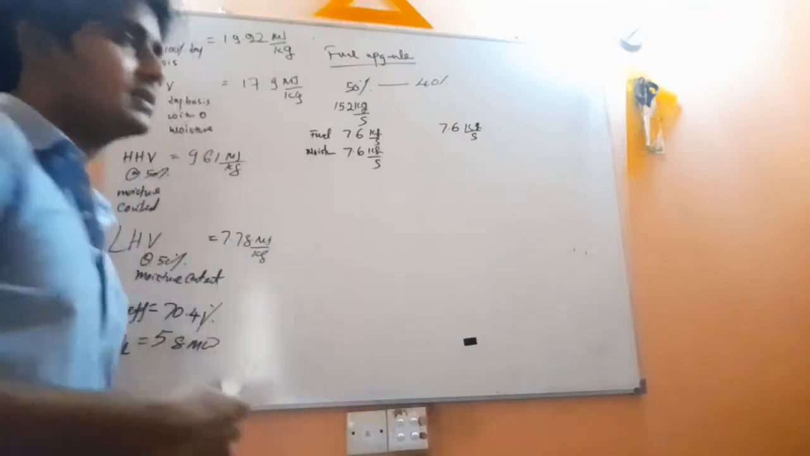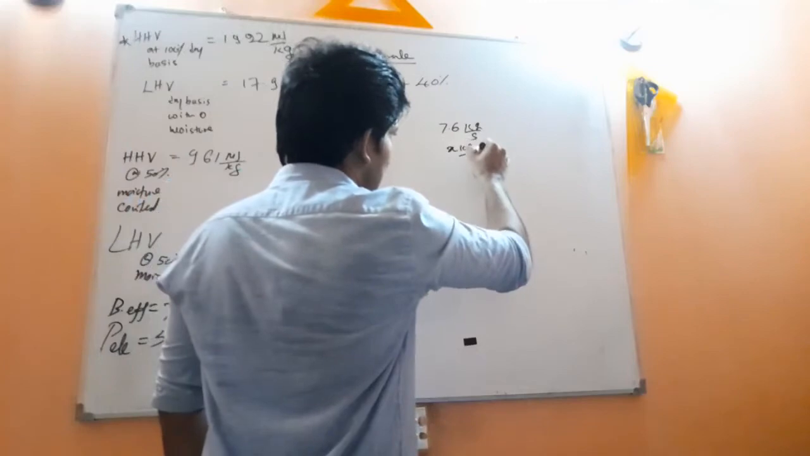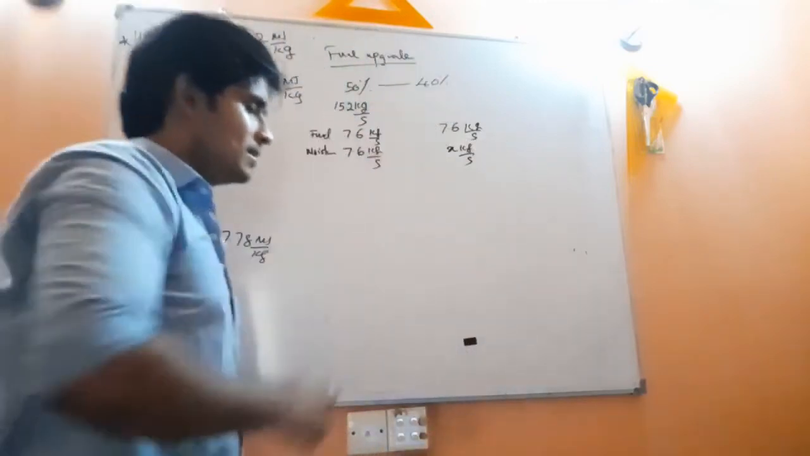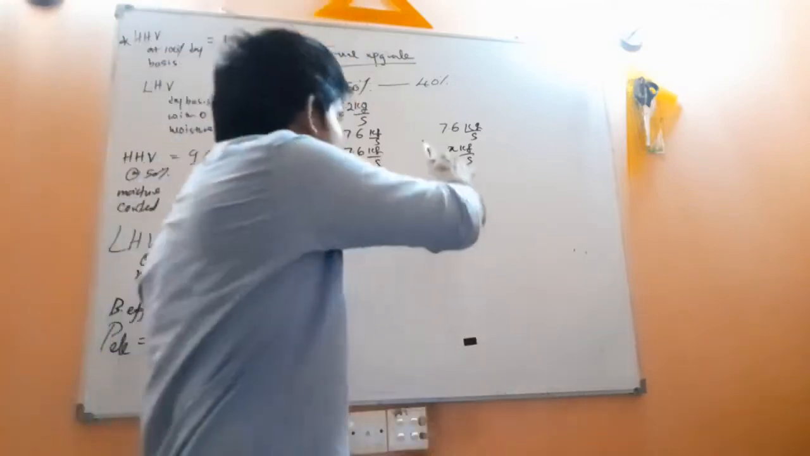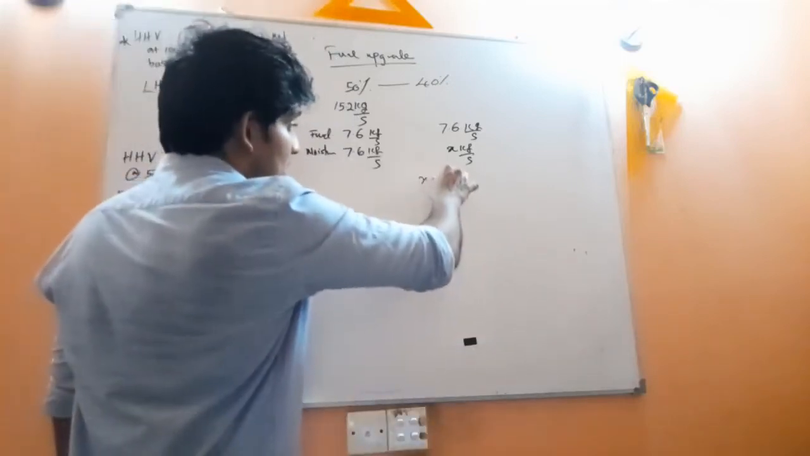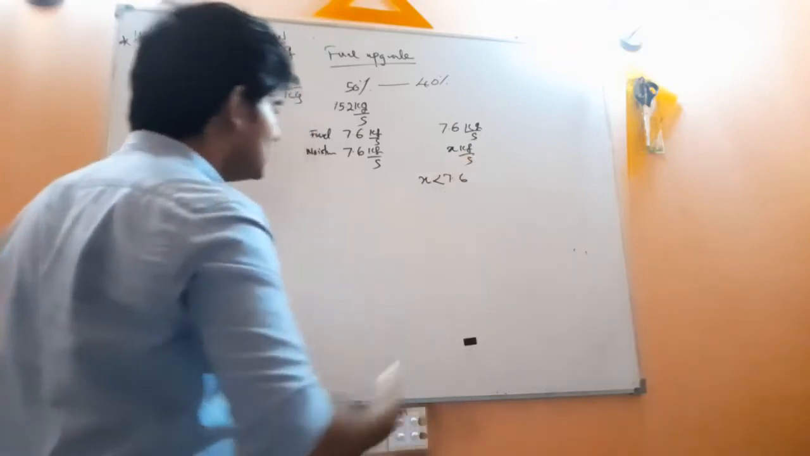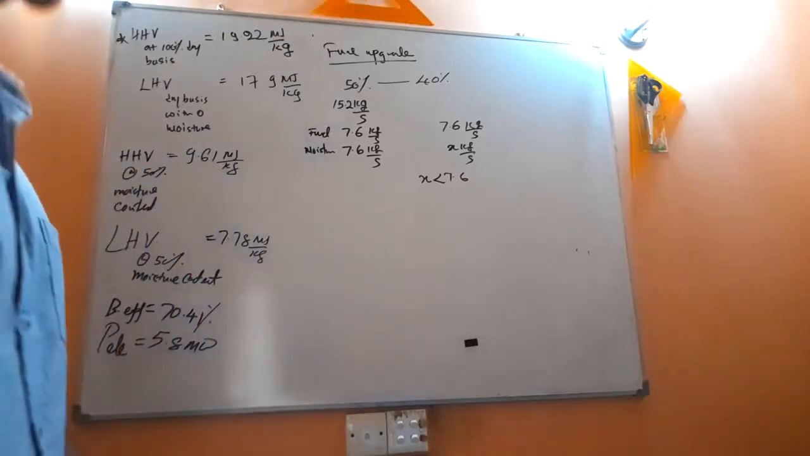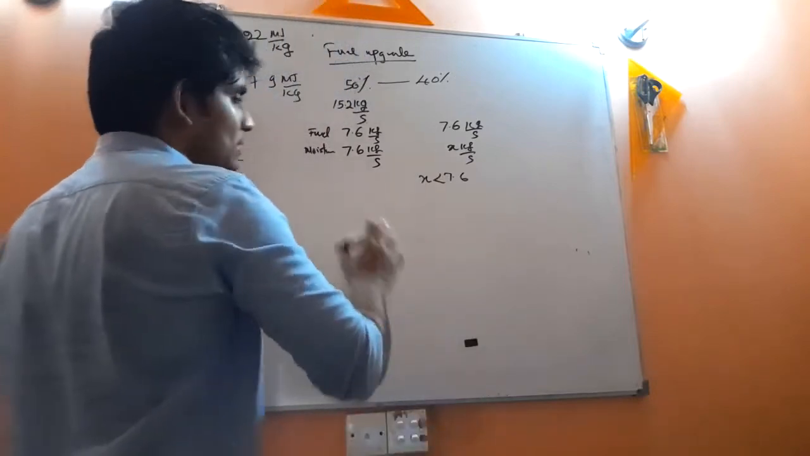What is the moisture content? Let's say X kilograms per second. But let me tell you one thing. Here they say that they have improved the quality of the fuel. That means, without even calculating, I can say that X must be lesser than 7.6. So let's calculate that. We know the moisture percentage is 40%, that means 0.4.